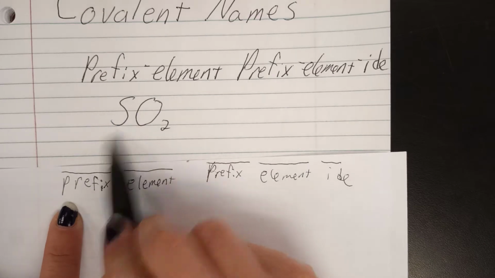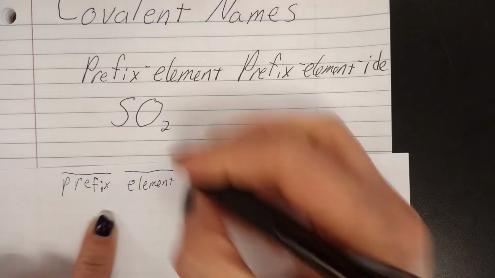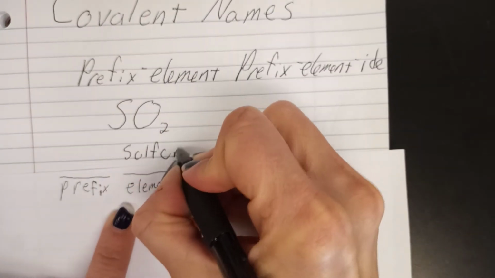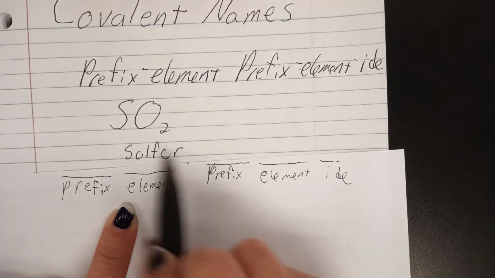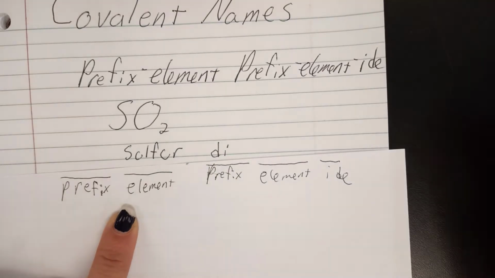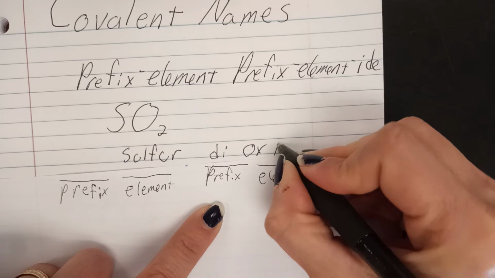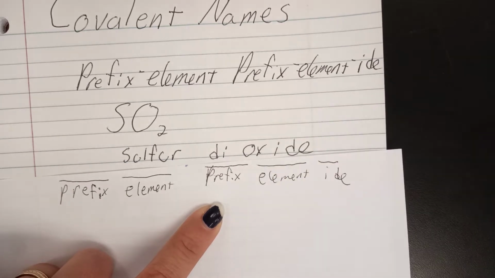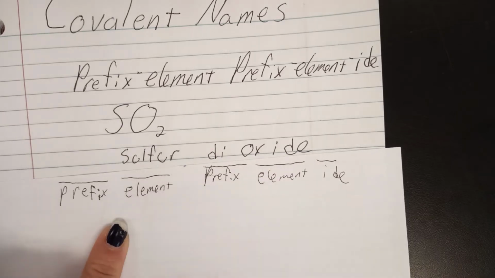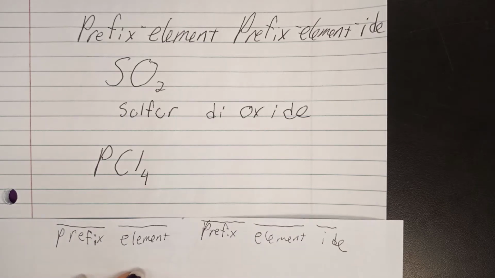So for the first element, I need a prefix and an element. Remember, we never ever start with a mono. So this simply is sulfur. And then for our second element, we need a prefix. There's two of them, so that's di, element, ox, and then we end it in an IDE, dioxide. So there's your element, and without the spaces here, right? So sulfur dioxide. You can do exactly the same thing all the way down.